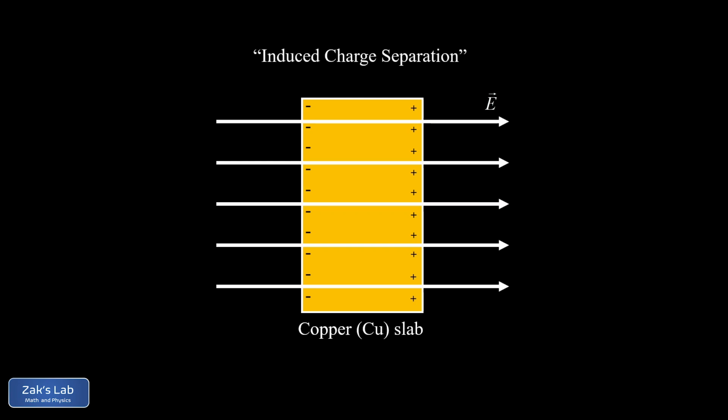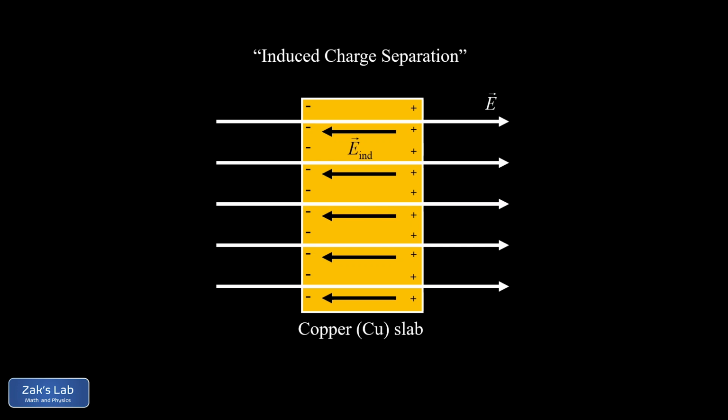And I want to quickly point out that this induced charge separation creates an electric field of its own. And we'll call that E induced. So electric field points from positive to negative charges, and that's why our induced electric field is pointing to the left. Now, recalling that electric fields add vectorially, we immediately see that the net electric field inside the conductor is at least partially reduced by the induced electric field.